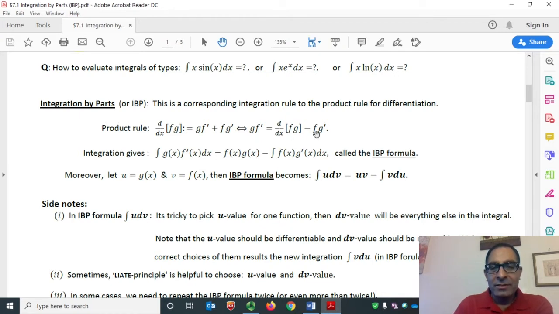And on the right side, in the first term here, the integration and d over dx cancel out. So this only gives me f of x times g of x, and then minus, as it is, the integral of f of x g prime of x dx. This expression is called the integration by parts formula.